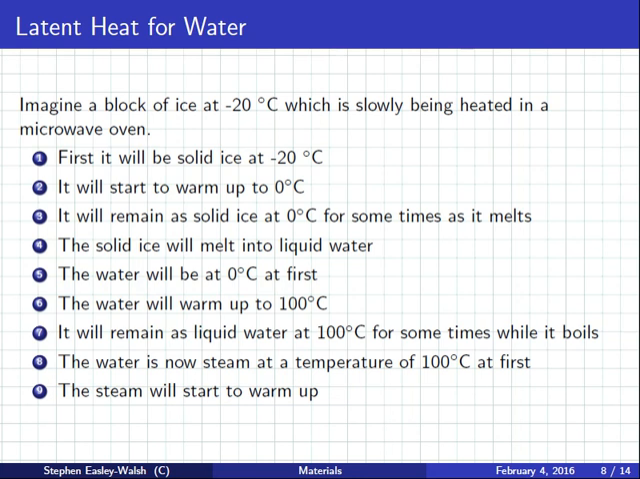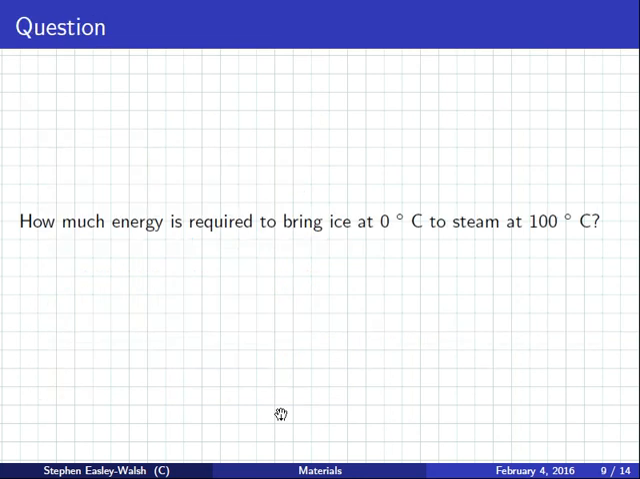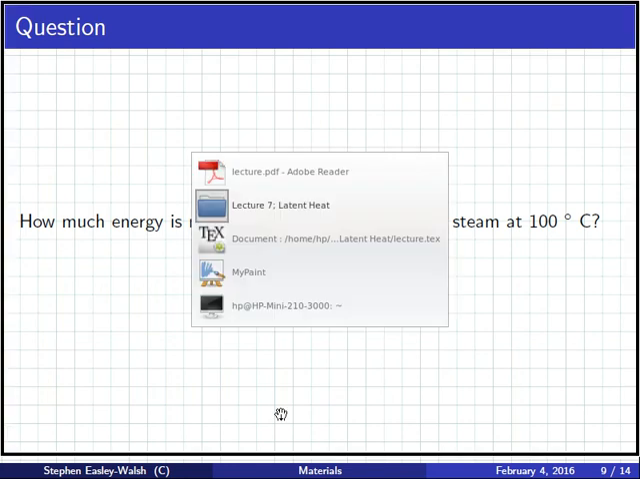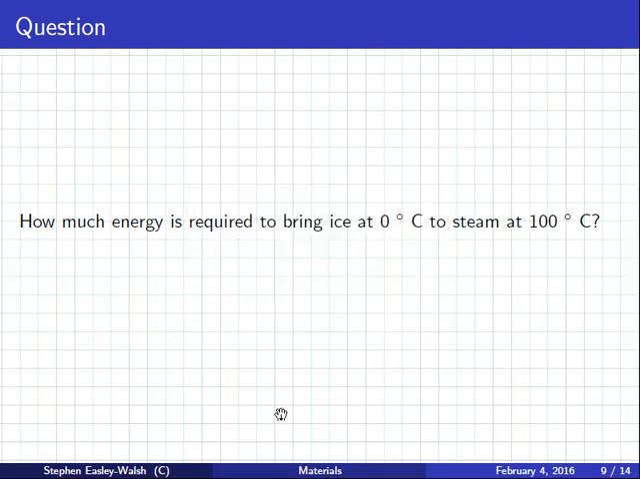Anyways, more importantly now, let's have a look at some questions. Firstly, did you write those two values down for the latent heat earlier? So, how much energy do you need to bring ice at 0 to steam at 100? Write that down first.